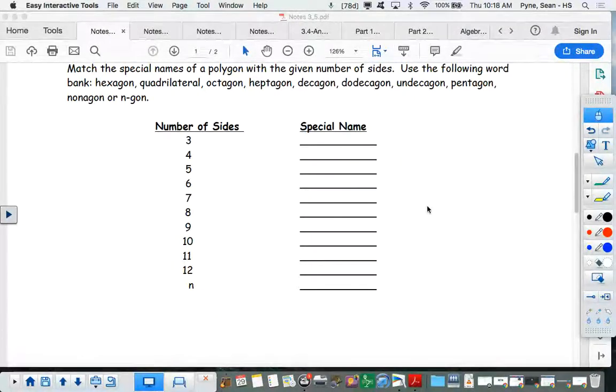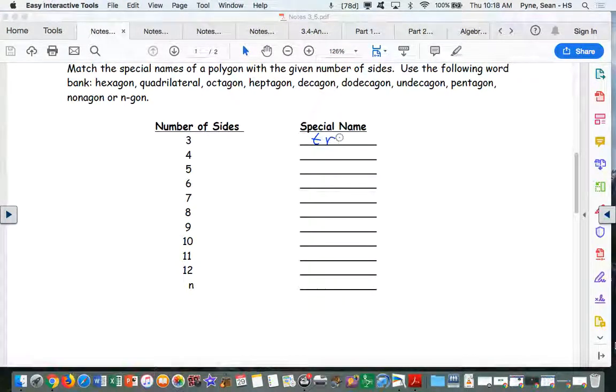All right, so let's talk about some of the special names for polygons. Who knows what a three-sided polygon is called? Triangle. Next one, a four-sided polygon. Quadrilateral. A square is a specific quadrilateral. Then five sides, pentagon.